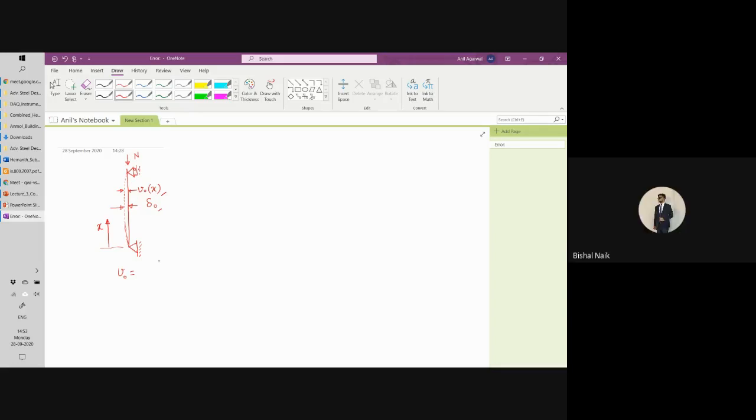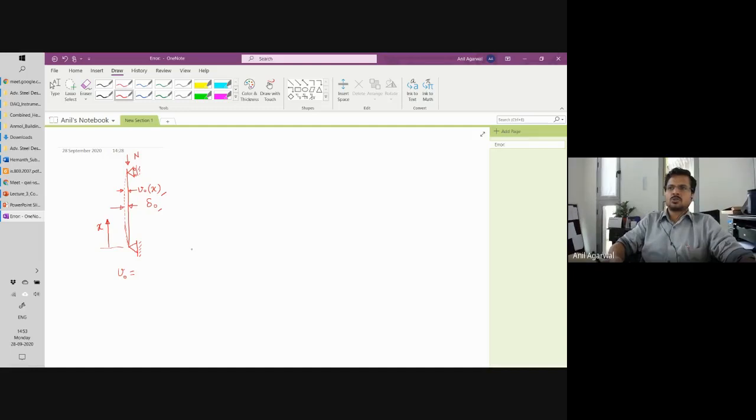So you can use various sine differences. Yeah, we can assume a half sine curve. Okay. So if I assume a half sine curve, V0 can be written as delta 0 sine pi x by L.